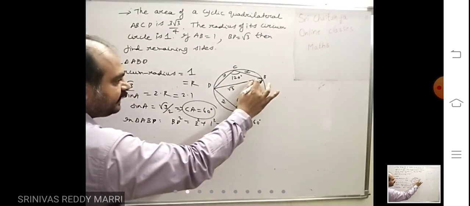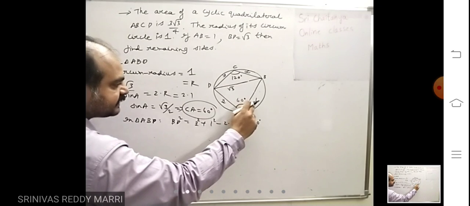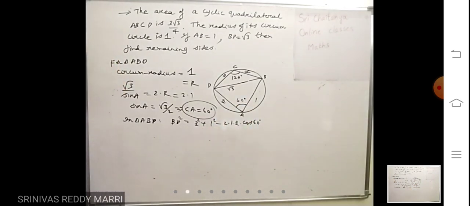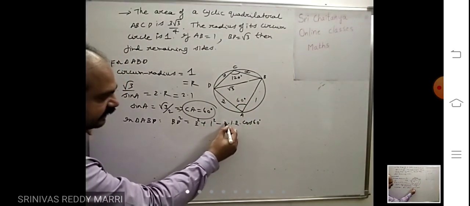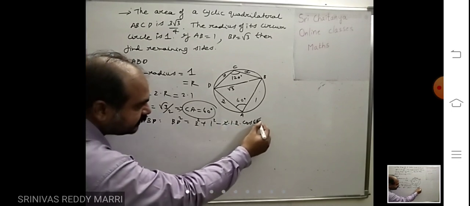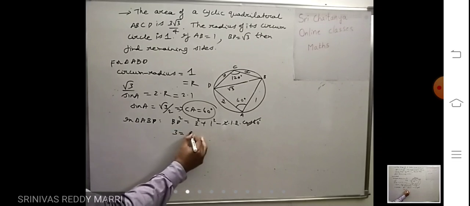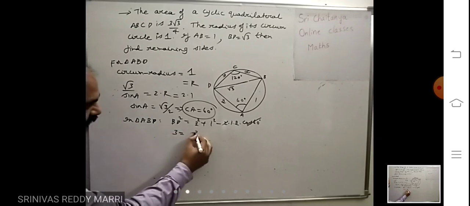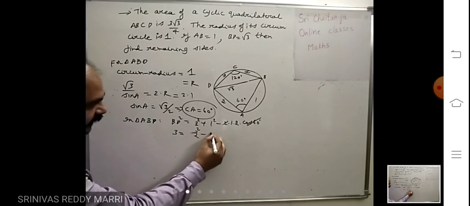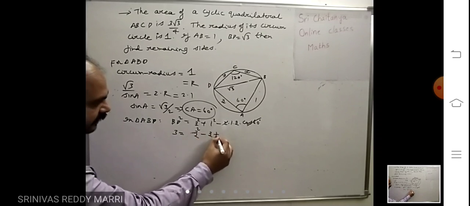This side square equals this side square plus this side square minus 2 into 1 into z into cos 60. Cos 60 is 1 by 2. This will get cancelled. So therefore BD square is nothing but 3. BD square is what? 3. z square minus z plus 1.